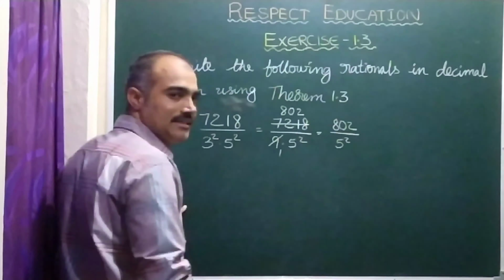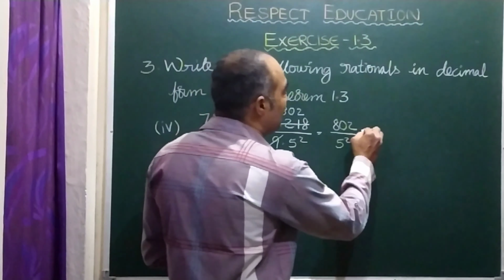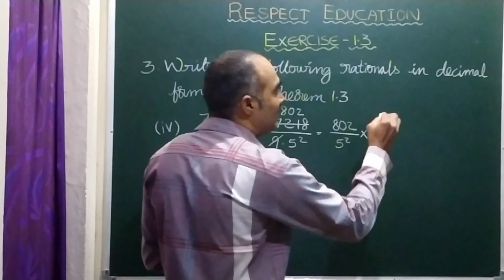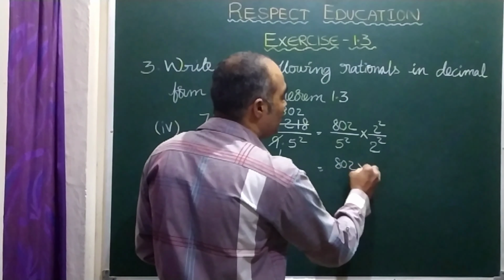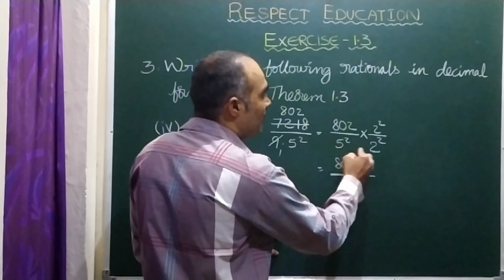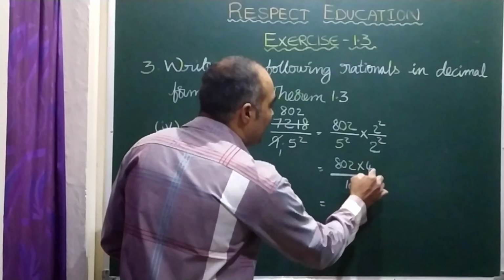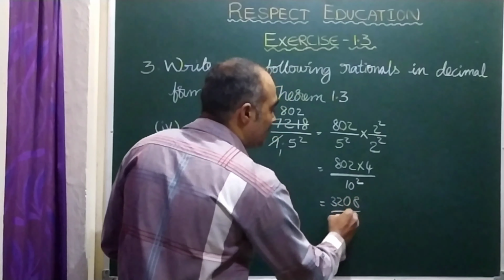Now no cancellation. Now what you need to do? 5 is there 2 times. Immediately it will call 2 also to come 2 times. So multiply and divide with 2 square. Then here what happens? 802 into 2 square, which is 4, by 5 2s are 10. So it is 10 square. So here let us do the multiplication. 4 2s are 8032 upon 10 square, which is 100.